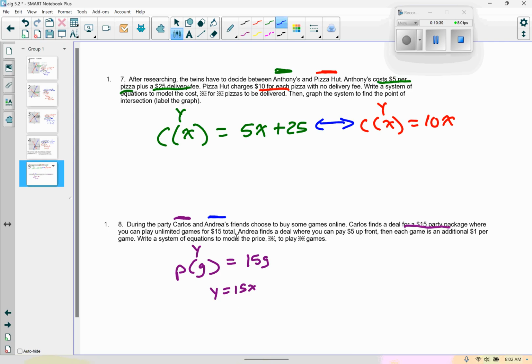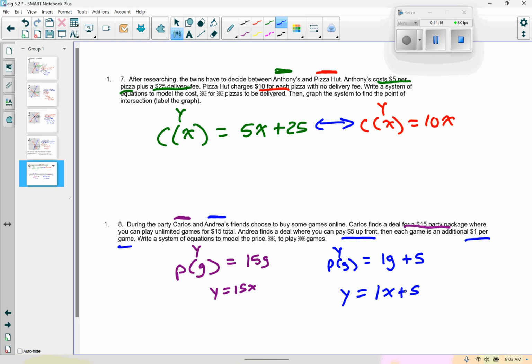Andrea finds a deal where you pay $5 up front and $1 for each game. So that's going to be P of g. Remember, again, that's going to be the same thing as y equal to $1 per game plus the $5 up front. And again, I can change this to y equals 1x plus 5. Graph both of those on the graph that's given. Talk about where they cross, and what that means in the context of the problem.